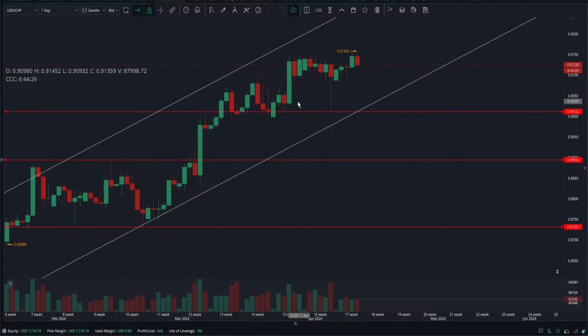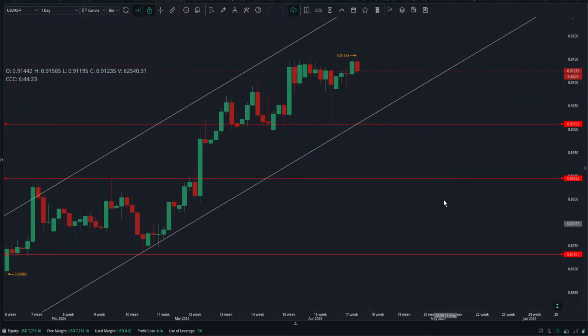In the dollar against the franc, we can see that today there is a high of 0.9156, which was the highest high that the price has made, although the price could not maintain those levels. That means there is a possibility of weakness in the US dollar in the coming days.